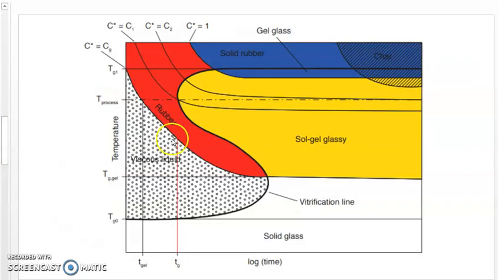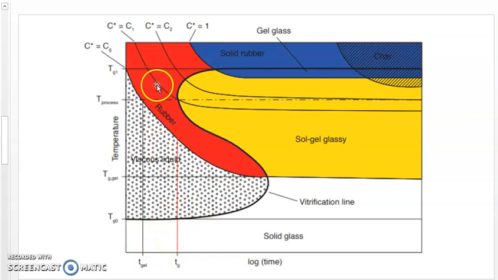In glasses, for example, at hot temperatures close to the melting point, the glass is like a rubber. It's very elastic, very elastic. If you quench the glass, you pass through a viscous liquid state, and when you touch this line, the vitrification line, you obtain the solid glass.